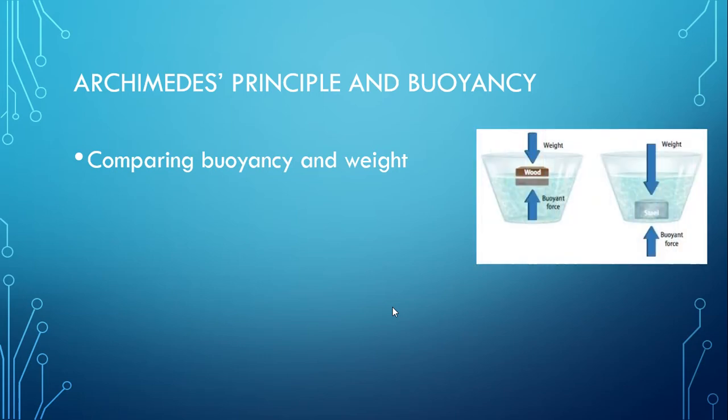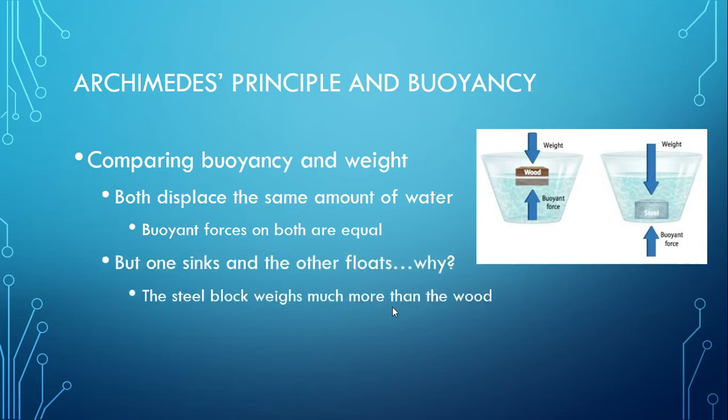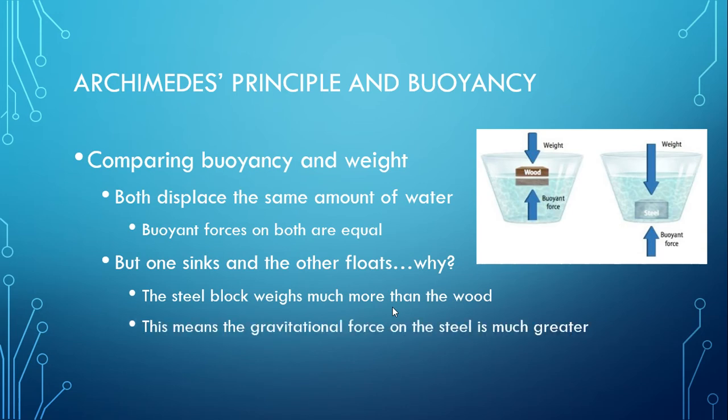So comparing buoyancy and weight, both displace the same amount of water in the picture because they're the same size objects. So the buoyant forces on both are equal, but one sinks and the other floats. And the answer is that the steel block weighs much more than the wood. So the gravitational force on the steel is much greater, while the buoyant force is still the same as it would be on the piece of wood.